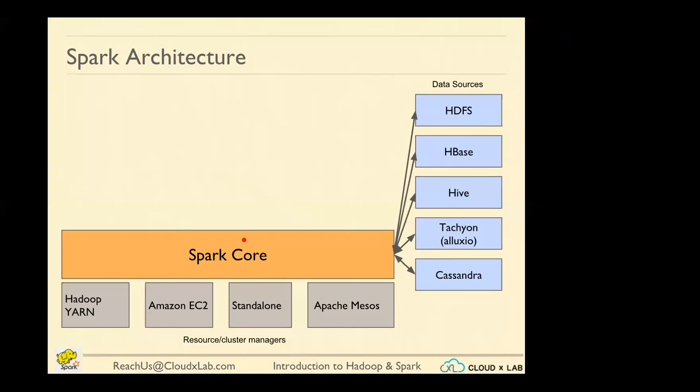A question from IBM admin is whether Pig can also interact. Pig also can interact, but Pig doesn't have a storage, so there's no point of Spark being able to talk to Pig.